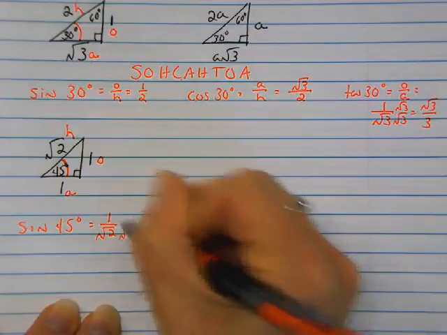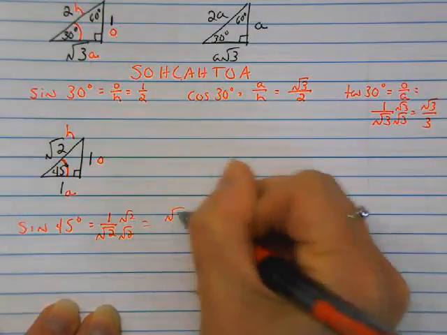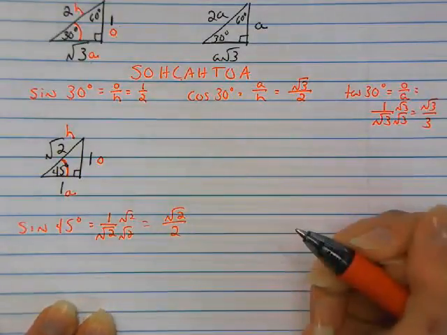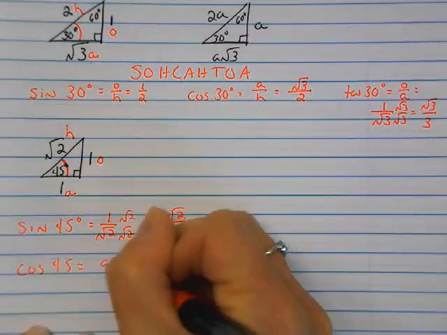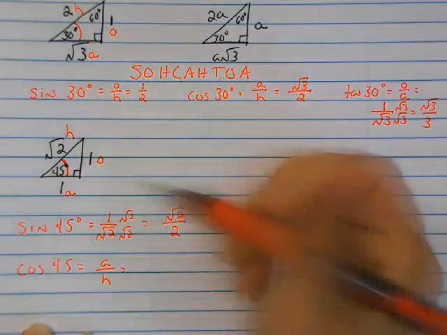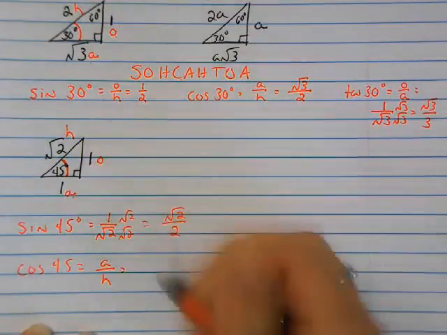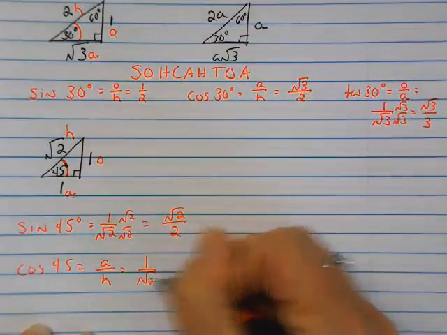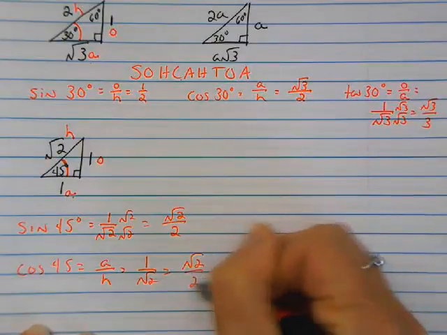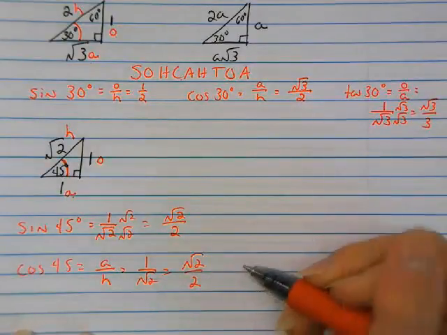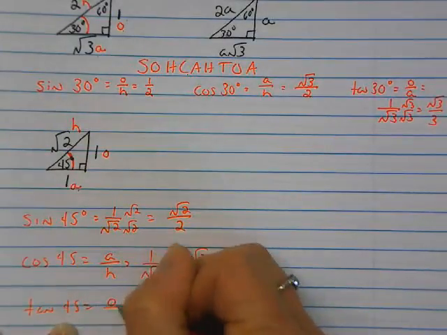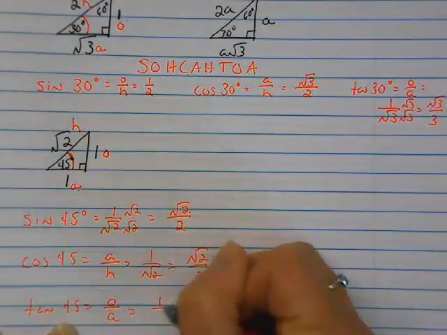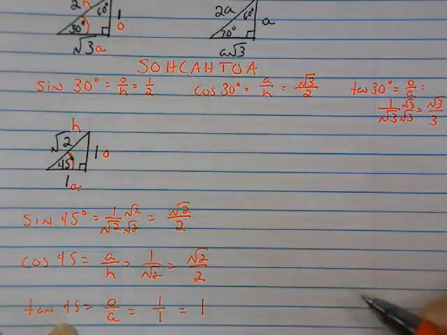The cosine of 45 is A over H, so again, it's 1 over the square root of 2, which we already know is square root of 2 over 2. And finally, the tangent of 45 is O over A, which would be 1 over 1, or 1. So that's the next special angle. It's called a 45-degree angle.